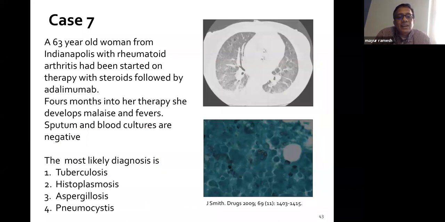A 63-year-old woman from Indianapolis with rheumatoid arthritis has been started on therapy with steroids followed by Humira. Four months into her therapy, she developed malaise, fever, and sputum, and blood cultures are negative. If you look at the CT scan, there are infiltrates. And in the fungal staining, you're obviously seeing pathogens. If you go a little bit deeper, you can find small spikes that are positive, and this is histoplasma.